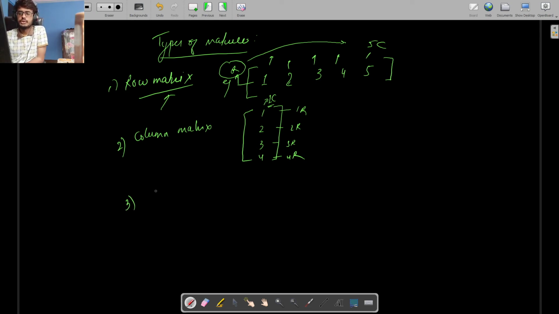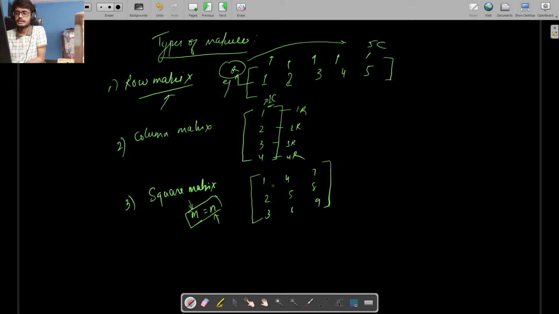Then the third we need to go to is the square matrix. A square matrix is a matrix in which the number of rows is equal to the number of columns. Again, I had given you an alphabet to represent something. I represented M with number of rows and N with number of columns. So if a matrix has an equal number of rows and columns, then it is a square matrix, like 1, 2, 3, 4, 5, 6, 7, 8, 9. This matrix has 3 rows and 3 columns, so this is a square matrix.